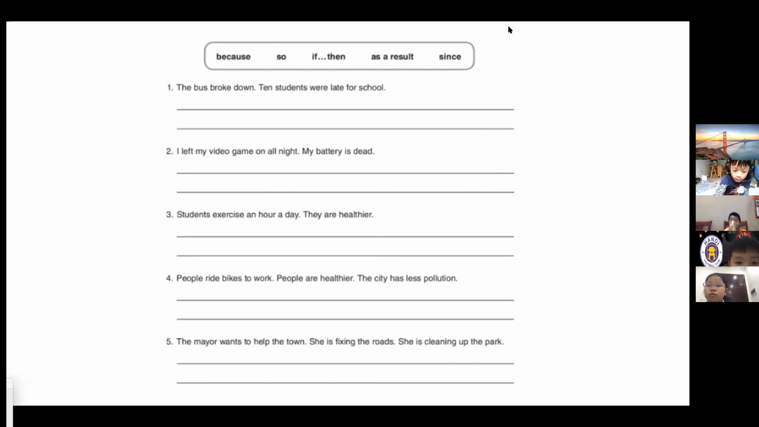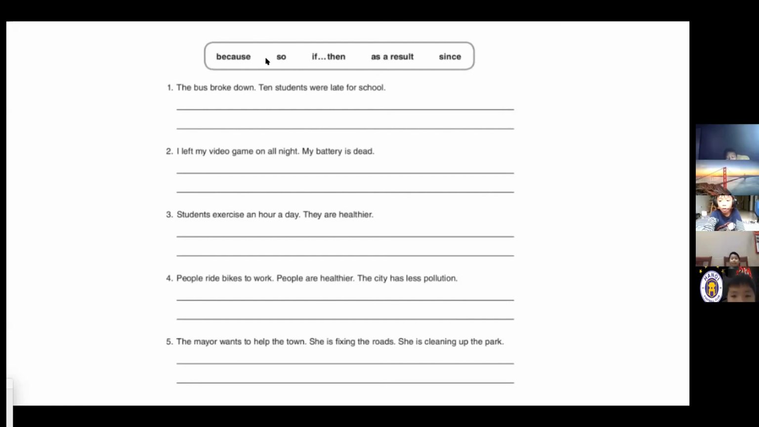Okay, so what you're going to do is take these, each number has 2 or 3 events, and you are going to put them into one sentence together using a cause and effect signal word. So let's do the first one together. The bus broke down, 10 students were late to school. So how can we write this as a cause and effect sentence? Kent? The bus broke down, so 10 students were late for school.